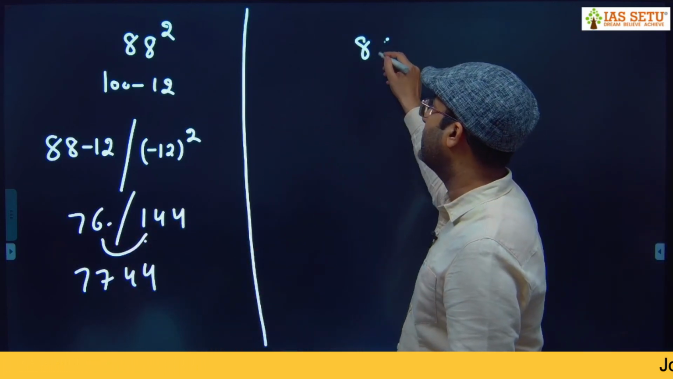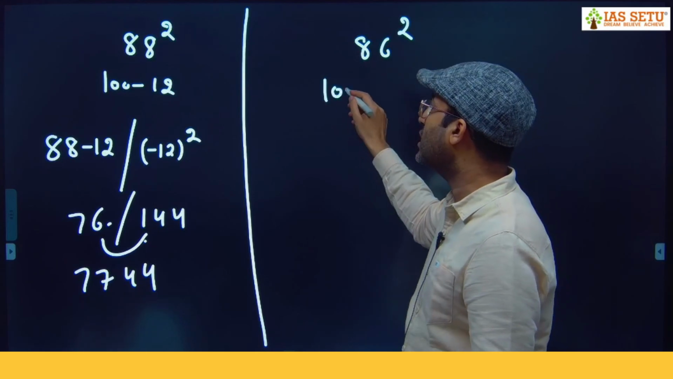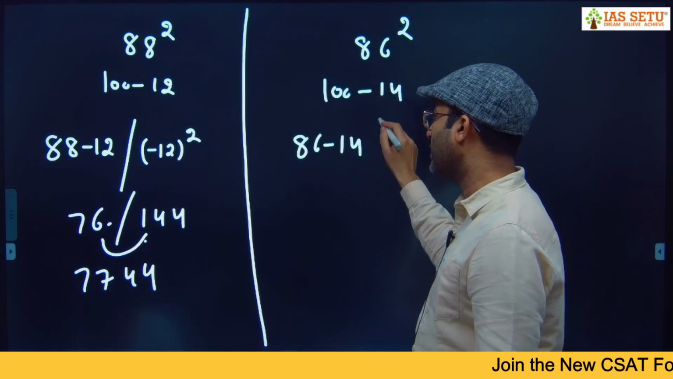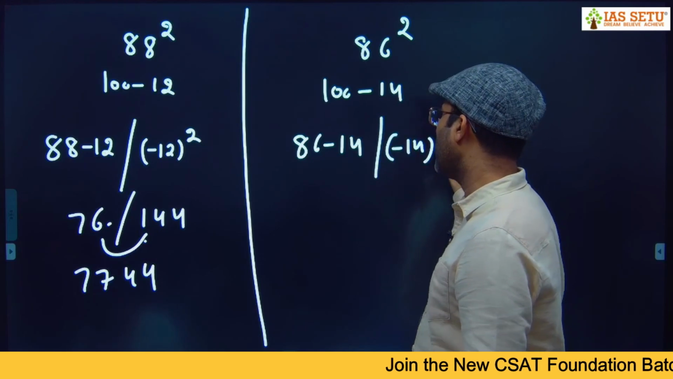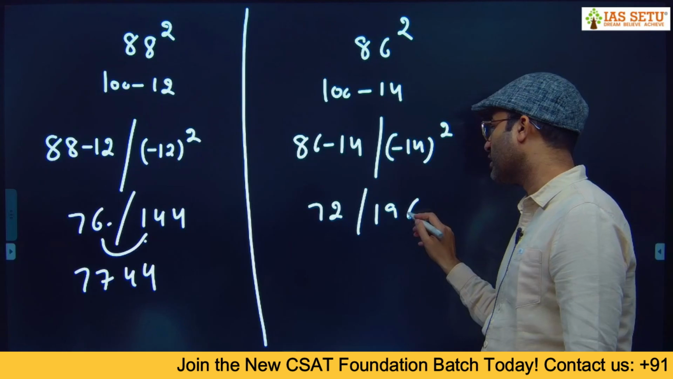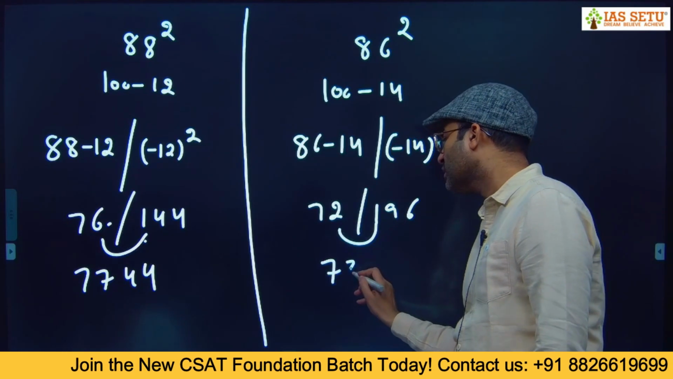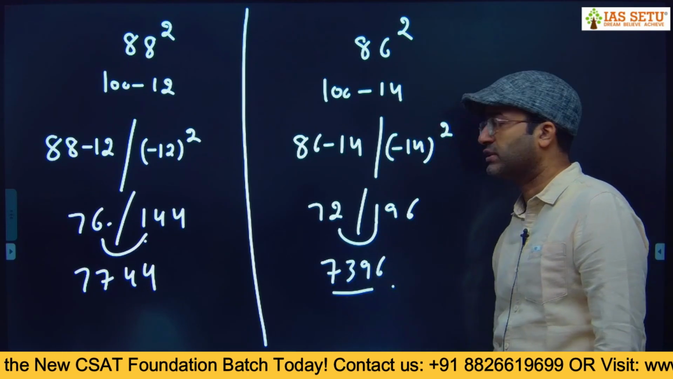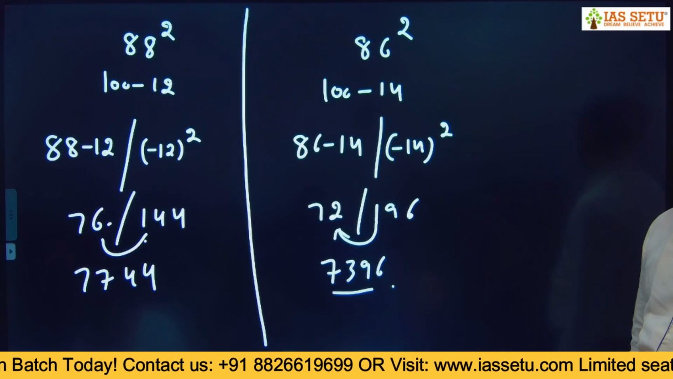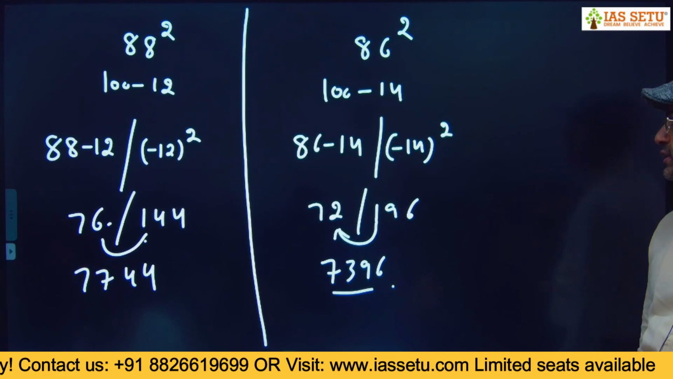Like I take 86 square. So it is 100 minus 14. Left side value is 86 minus 14. Right side value is minus 14 square. So it is 72. What is 14 square? 196. 1 carry forward. 7396. You take care of carry forward if you have it. The rest is totally the same.